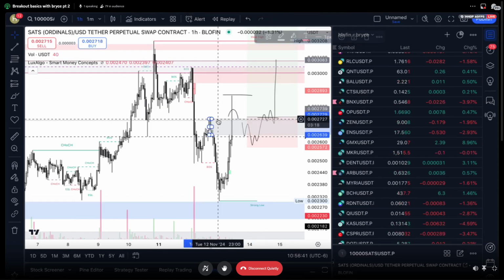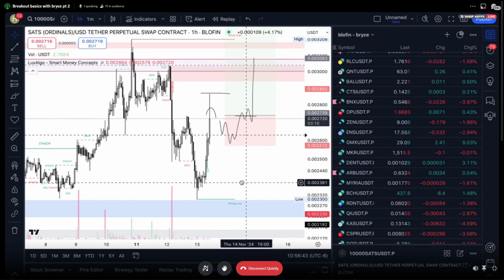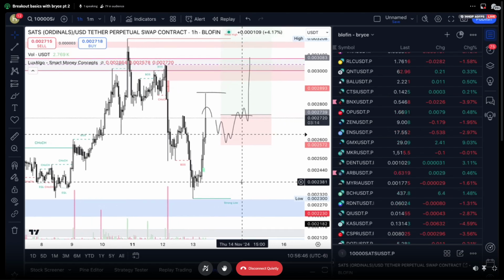So notice, guys, you remember how I said make sure to repaint and actually draw your rectangle? All the breakout longers that just longed it just got dumped on. We're not those guys. So now what do we want? We want this hourly close below. Then we get our deviation back, and on the reclaim we long. It's that simple.